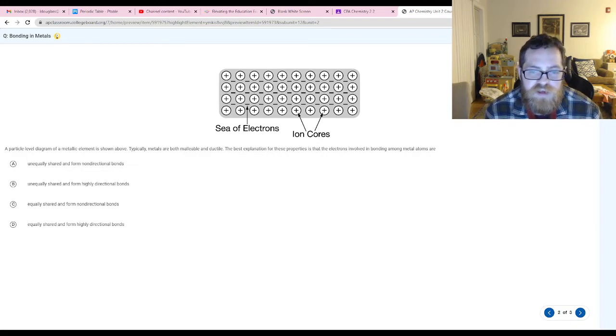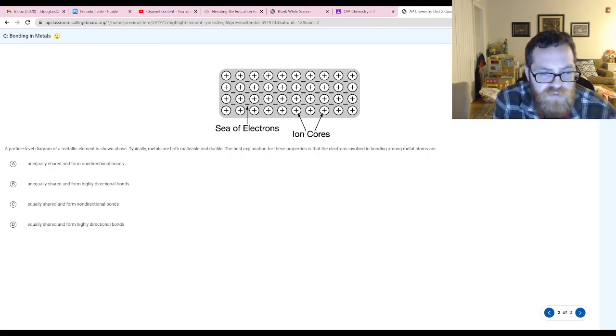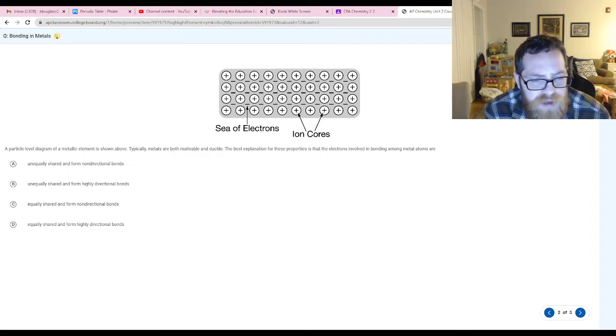So, the best explanation for these properties is that the electrons involved in bonding among the metal atoms are, and we look at our options: unequally shared and form non-directional bonds, unequally shared and form highly directional bonds, equally shared and form non-directional bonds, and equally shared and form highly directional bonds.